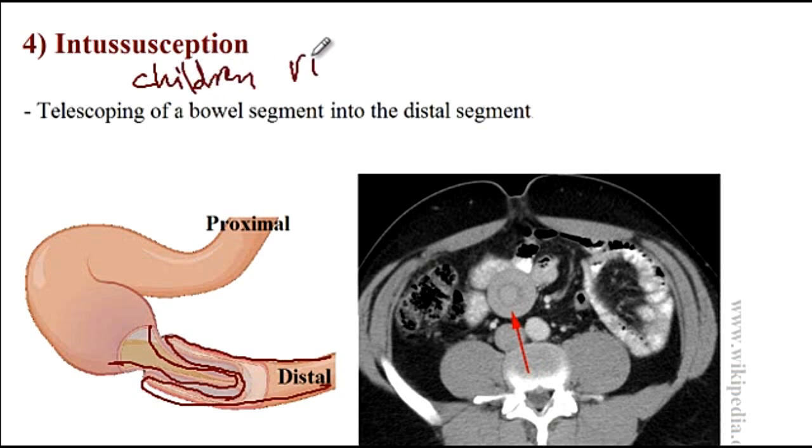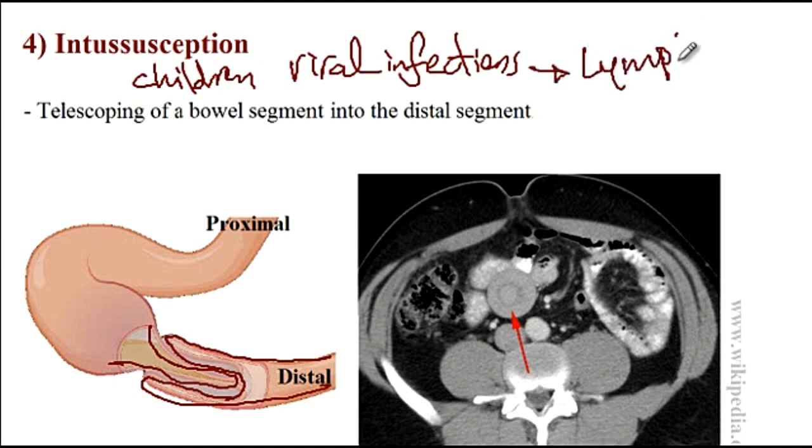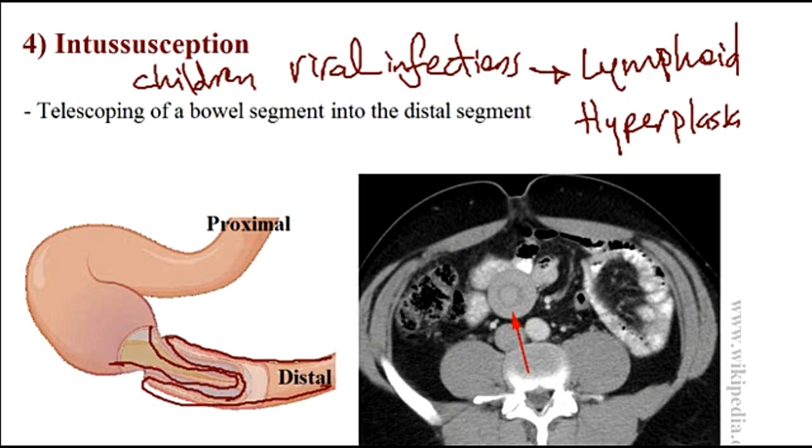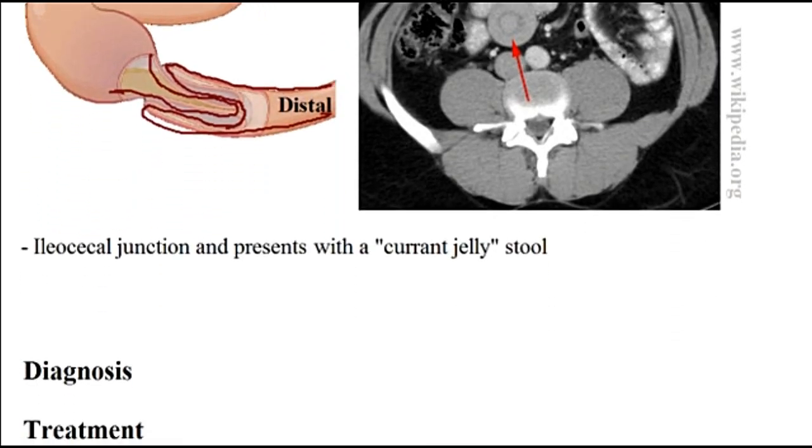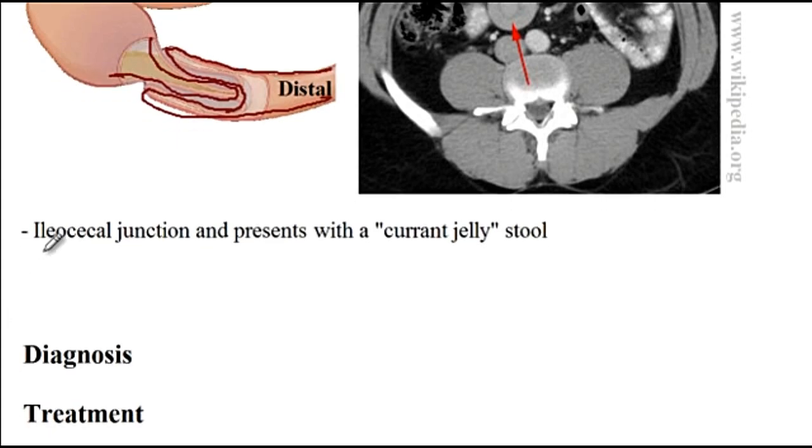is due to viral infections, like for instance rotaviruses and adenoviruses, which will cause lymphoid hyperplasia, which places traction on the intestine, as a consequence of which it will cause telescoping of the proximal segment into the distal segment. And then the GI part that is most commonly affected is the ileocecal junction.